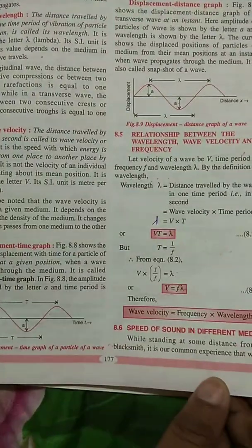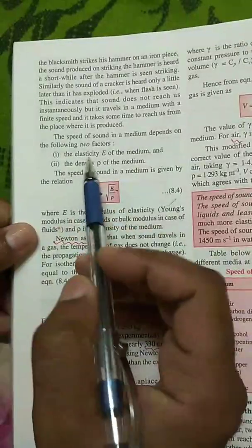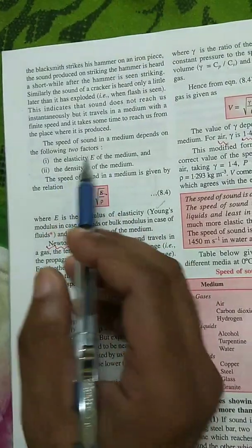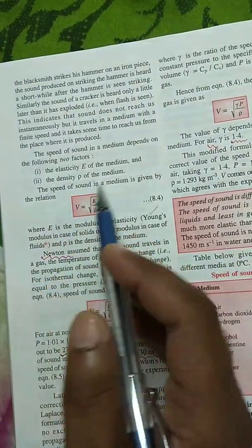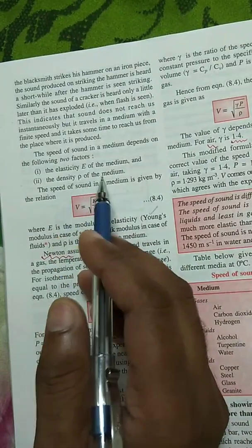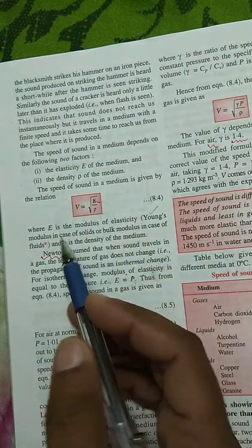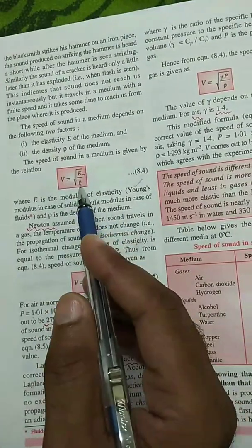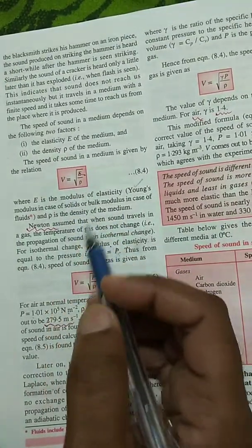Now the speed of sound in different media. As you know, the speed of sound in a medium depends upon two factors: the elasticity of the medium, and second, the density of the medium. With elasticity it is directly proportional, and with density it is inversely proportional.